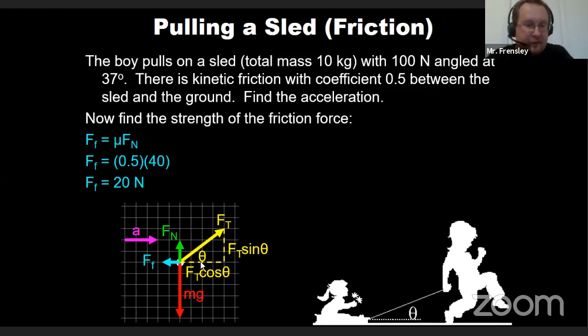So the F_T cosine theta is actually 80 newtons. So this is 80 newtons. And the force of friction is 20 newtons. So you would write this down. You would say 80 forward newtons minus 20 backwards newtons equals ma, and the m is 10.